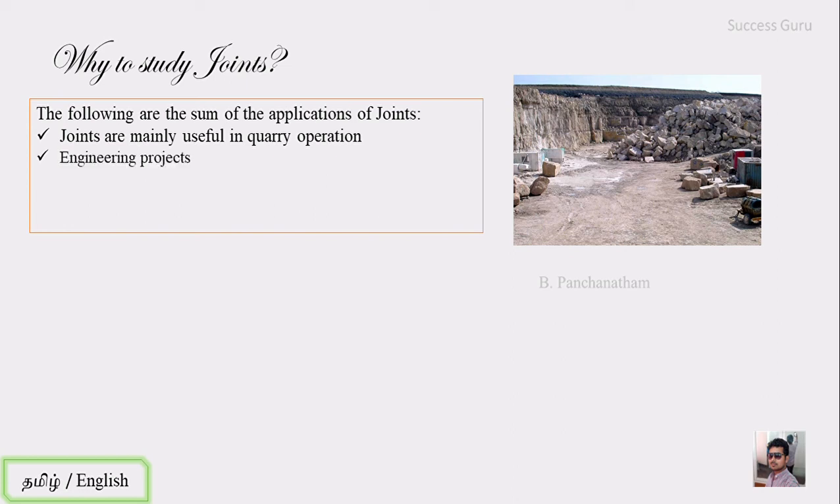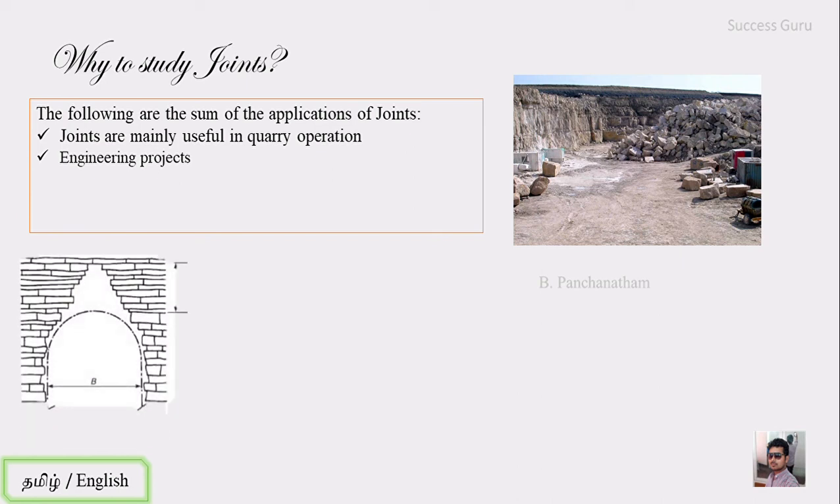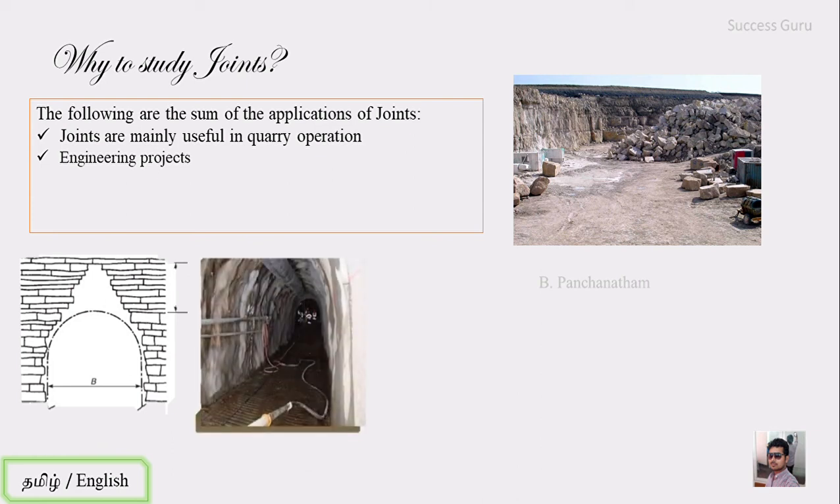And the second one is that in engineering project, for example, take a tunnel as an example. If you are preparing a tunnel, what happens if the rock is so much fractured, then you have to give a strong lining as a support. If the rock is unfractured and unjointed, there is no need of such a safety measure, right? So in an engineering project, joints should be studied in a detailed way for the safety purpose.